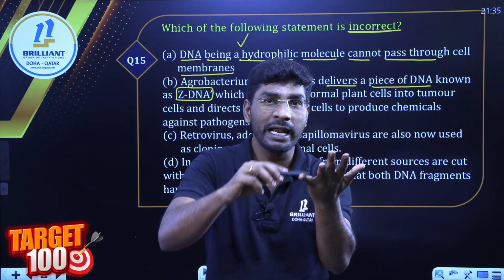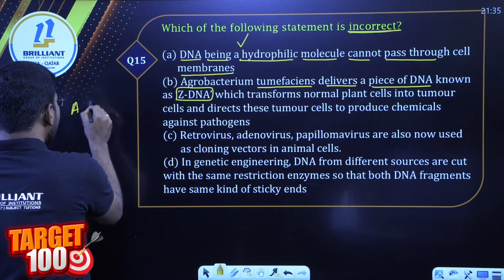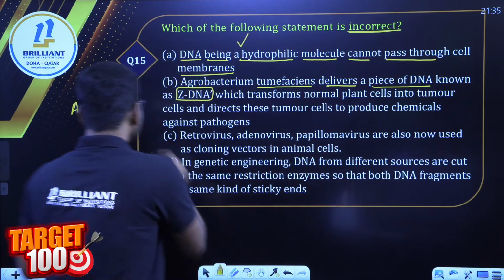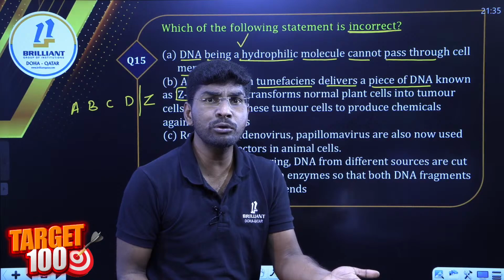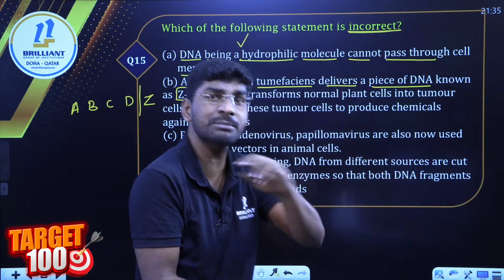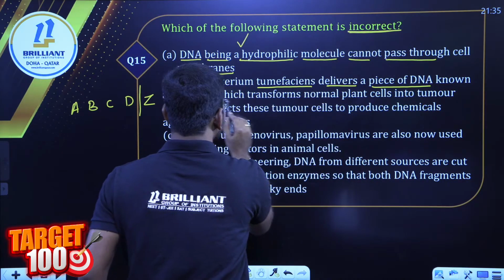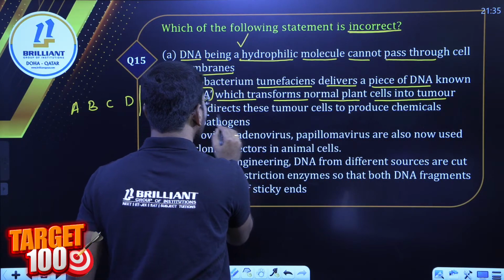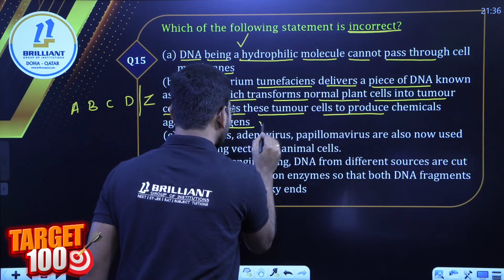So this is a zDNA. Remember all of you. A DNA, B DNA, C DNA, D DNA are right-handed. But zDNA is a left-handed DNA. Agrobacterium tumefaciens has a Ti DNA, Ti plasmid, tumor-inducing plasmid. So this is one small hint to pick up. Now what incorrect statement? Which transfer normal plant cell into tumor cell as directed this tumor produce chemical against the correct?